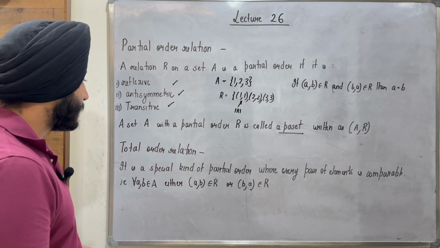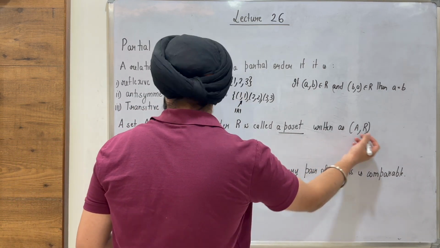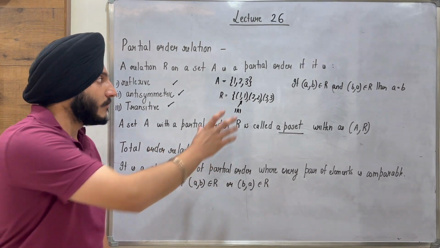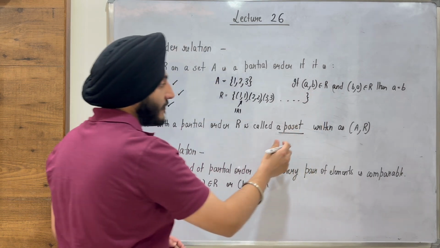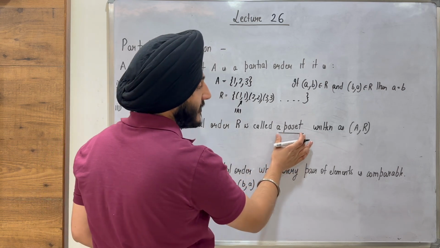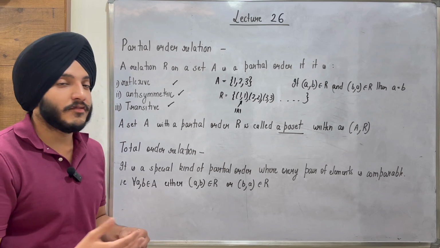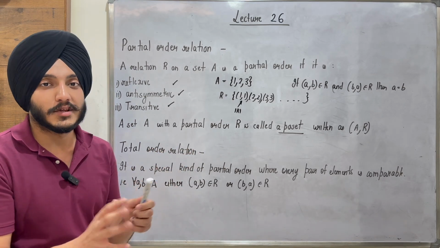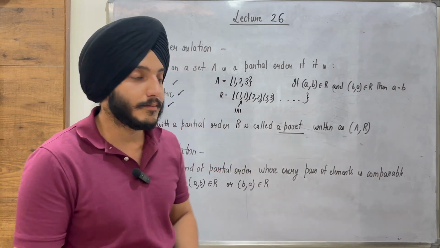Second, a set A with a partial order R is called a poset, written as (A, R). So whenever you have some set A and some relation R such that it is a partial order, then we basically say that it's a poset and write it as (A, R). This is just a definition. I don't think there's much explanation behind it, but you should just remember that it's called a poset and you represent it with (A, R).